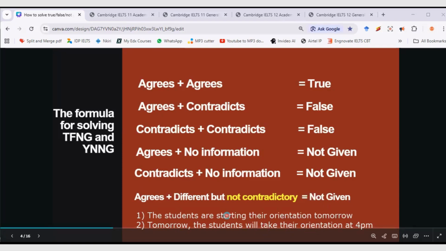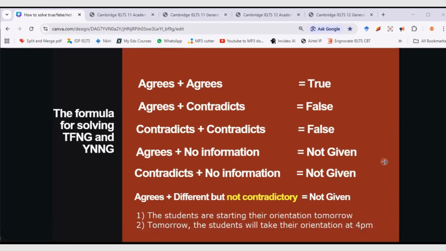Now, this part that says at 4 p.m., it's like we have introduced something. This is what I call extra information. This also shows up a lot in IELTS reading. They will inject extra information.